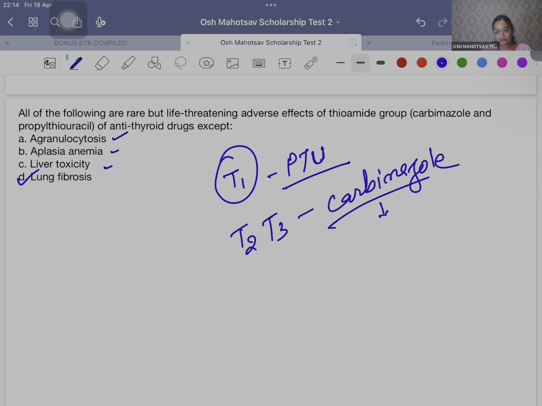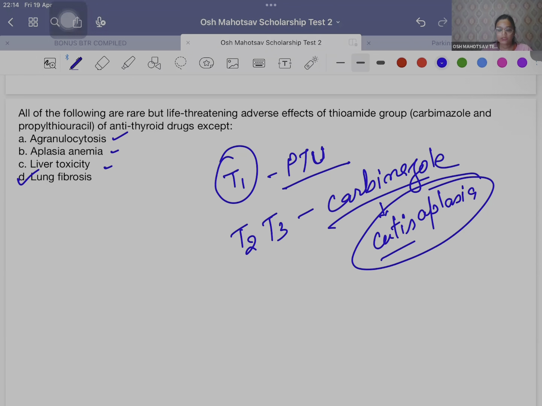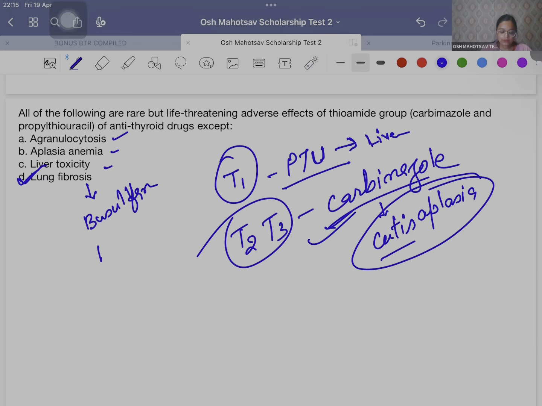Because carbimazole has a specific side effect, that is cutis aplasia. So in the first trimester, all the organs and everything are developing, so we are avoiding carbimazole. But propylthiouracil has more liver toxicity. So in the second trimester, we are switching back to carbimazole. Okay, so the answer is lung fibrosis. If you know, lung fibrosis is mostly caused by busulfan. Okay, busulfan, amiodarone, all of these can lead to lung fibrosis.